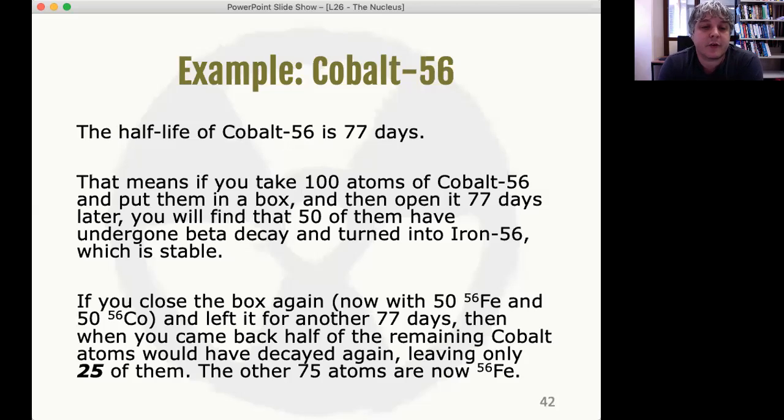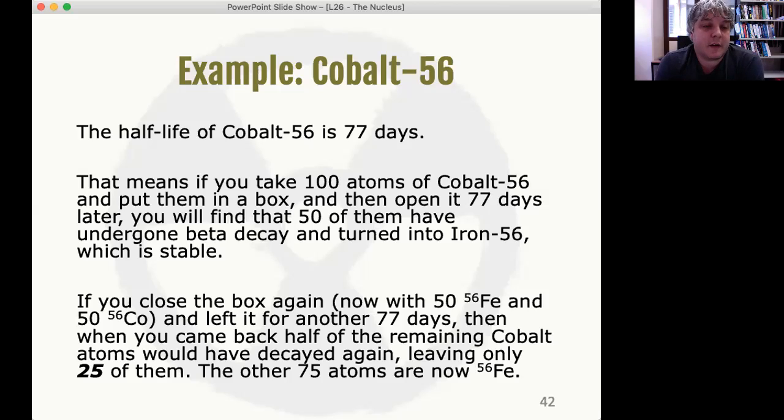If you take 100 atoms of cobalt-56 and put them in a box, and then you open it 77 days later, 50 of them will have undergone beta decay and turned into iron-56, which is stable. The other 50 will still be cobalt-56. They haven't decayed yet. You close the box again, it's now got 50 iron-56s and 50 cobalt-56s. You leave it for another 77 days and then you come back, half of those 50 cobalts will have decayed again. Now you'll have only 25 of them. The 50 iron-56s will still be iron-56, and you'll now have 25 more iron-56, so you'll have 75 iron-56 atoms.